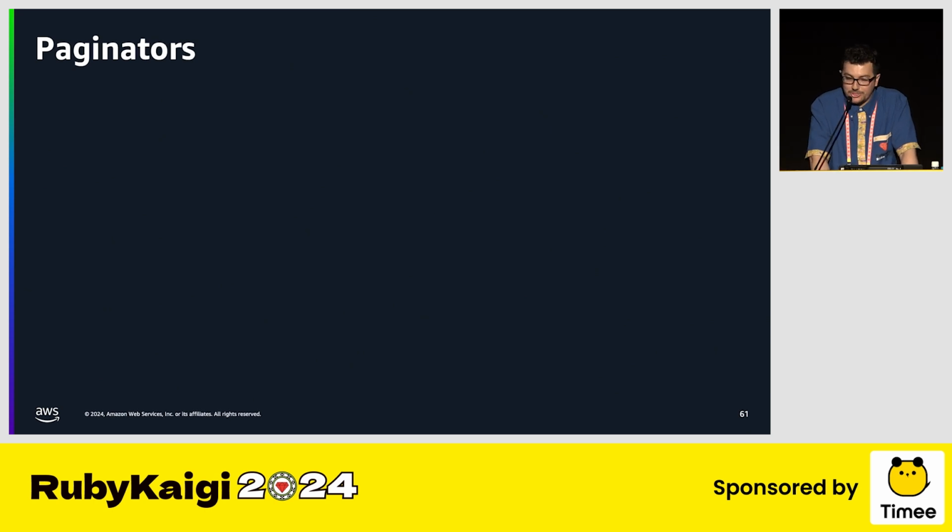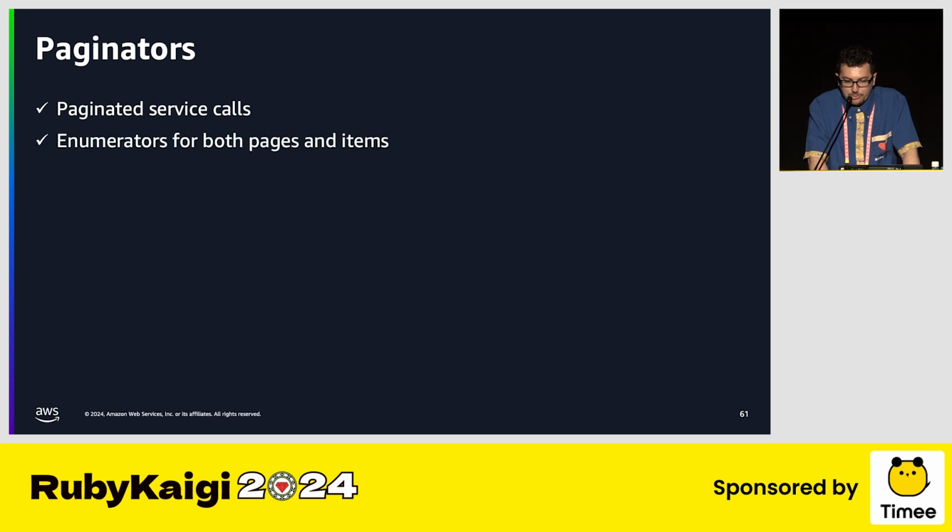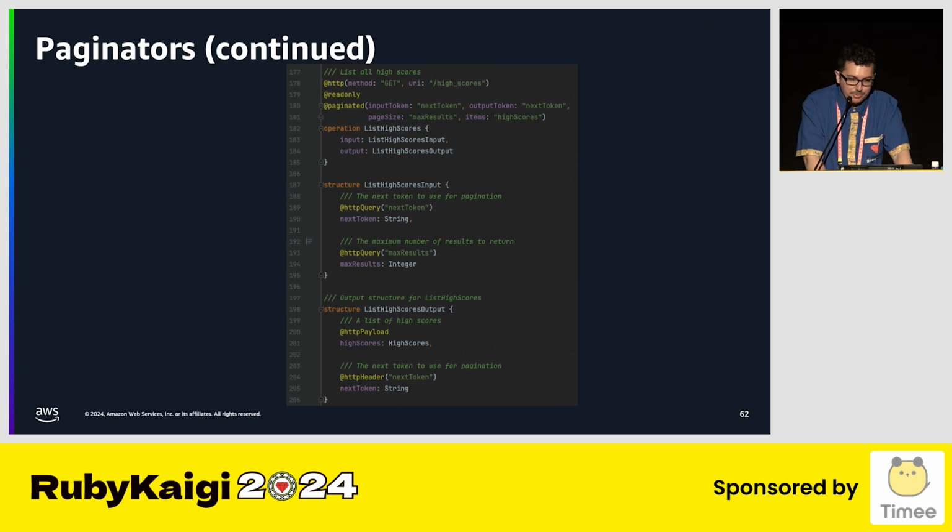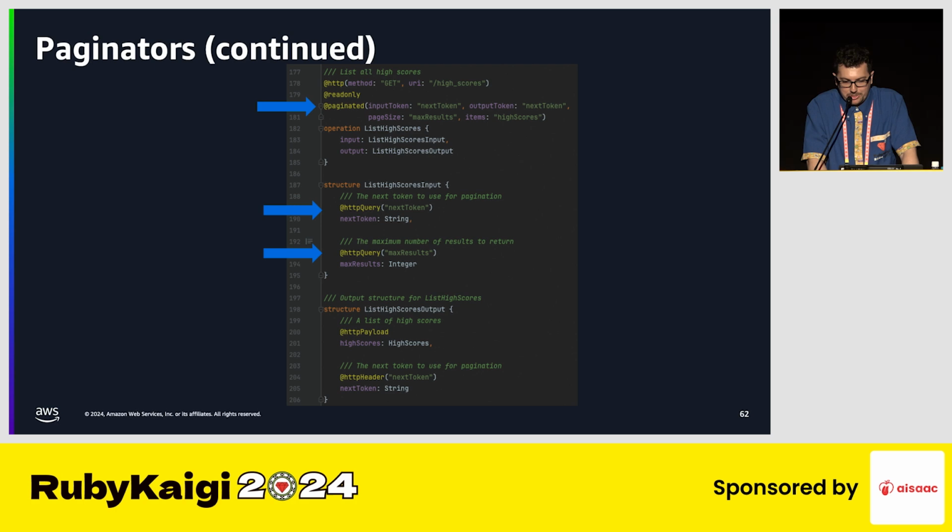The SDK supports pagination. Paginators will automatically paginate your service calls using continuation tokens. It will return enumerators for both pages and items of your API. So as an example, here we define the paginated trait on list high scores. We specify the input and output token to use for pagination, the page size, and optionally what items we want to model. We could see in the input that we add next token as a string and max results as an integer as query parameters. In the output, we add the next token as a string.